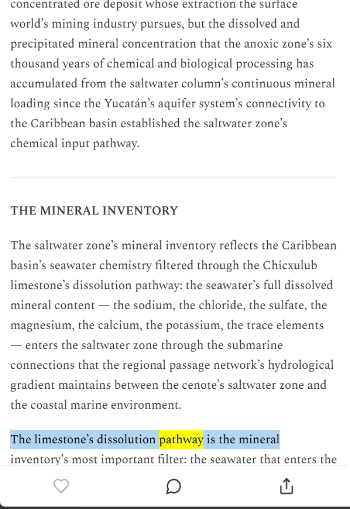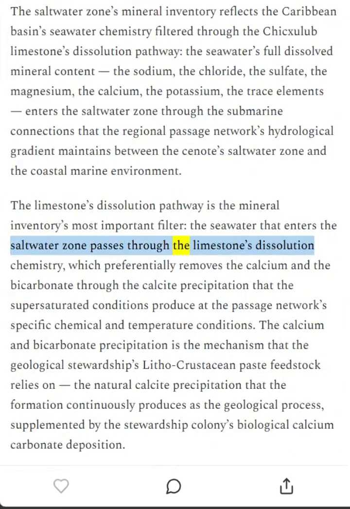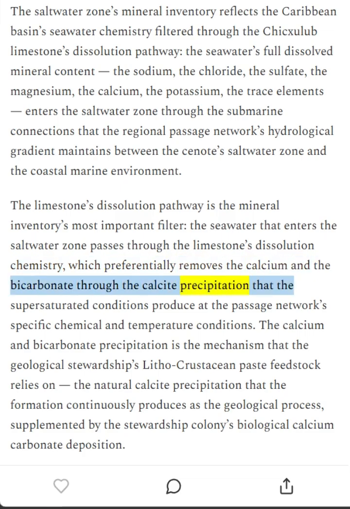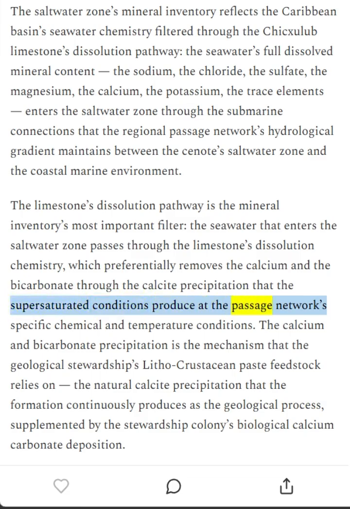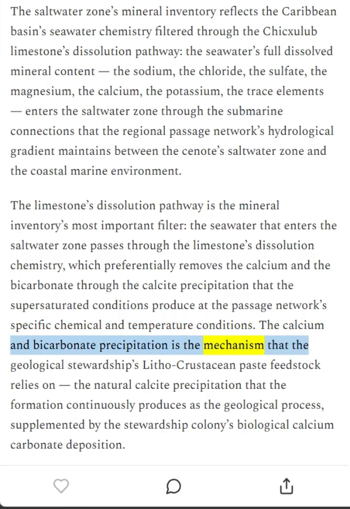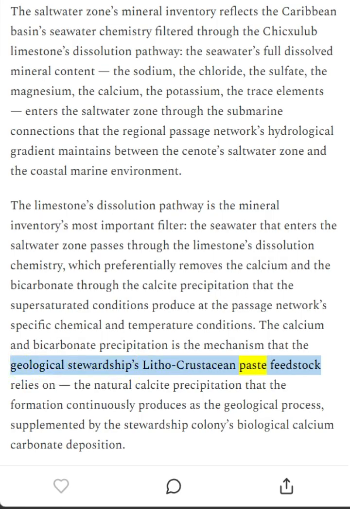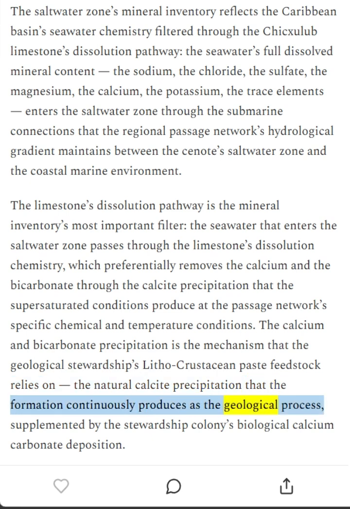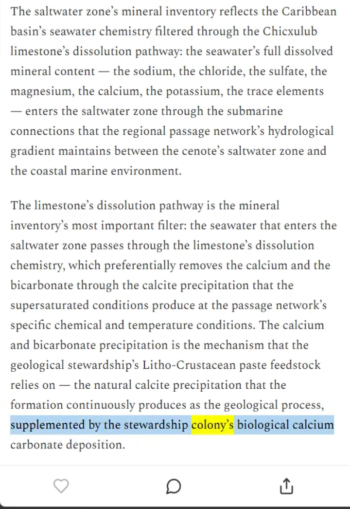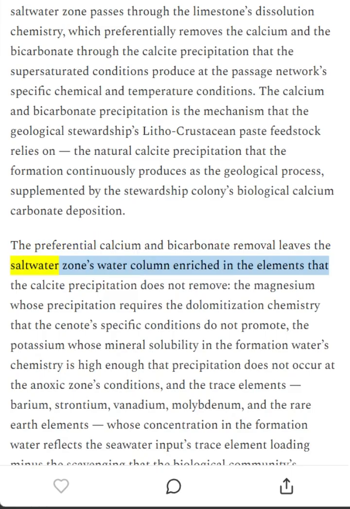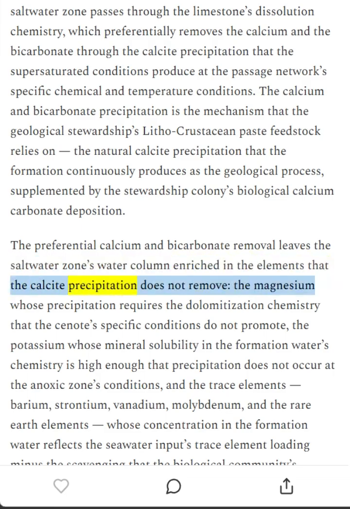The limestone's dissolution pathway is the mineral inventory's most important filter. The seawater that enters the saltwater zone passes through the limestone's dissolution chemistry, which preferentially removes the calcium and the bicarbonate through the calcite precipitation that the supersaturated conditions produce at the passage network's specific chemical and temperature conditions. The calcium and bicarbonate precipitation is the mechanism that the geological stewardship's lithocrustacean paste feedstock relies on. The natural calcite precipitation that the formation continuously produces as the geological process, supplemented by the stewardship colony's biological calcium carbonate deposition. The preferential calcium and bicarbonate removal leaves the saltwater zone's water column enriched in the elements that the calcite precipitation does not remove.